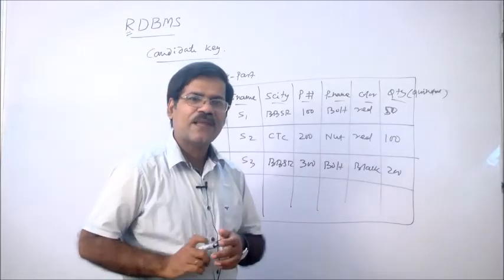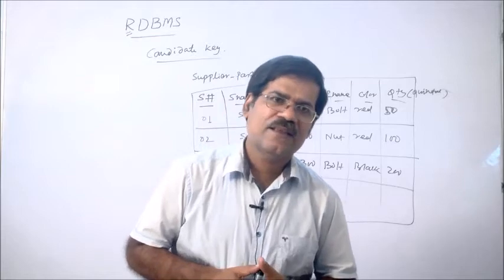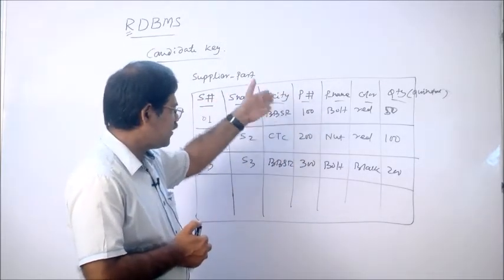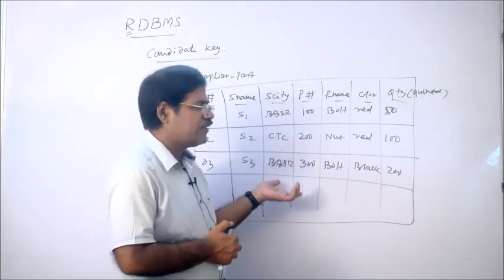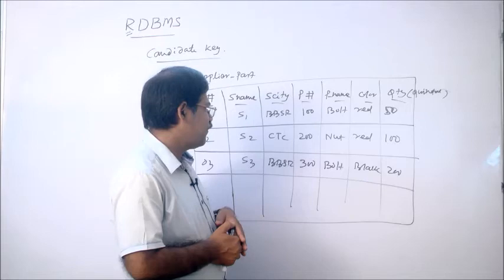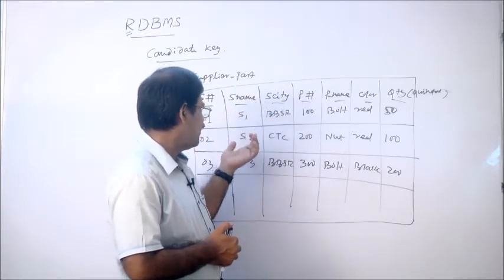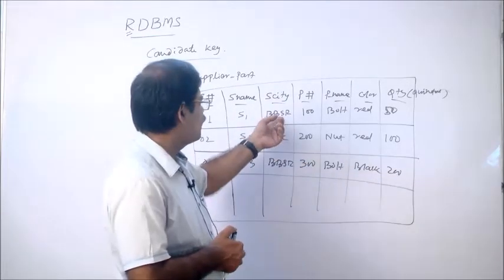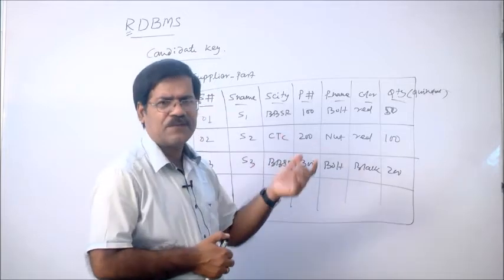A particular supplier supplies some parts to a particular project. The supplier has details: supplier number, supplier name, and supplier city, which is the city the supplier belongs to, whether Bhubaneswar, Cuttack, Puri, Baleshwar, Bhadrak, whatever it may be. The supplier name is written here. The name may be duplicate; there may be a chance. One supplier from Bhubaneswar having the name S1, another supplier from Cuttack may have the same name.